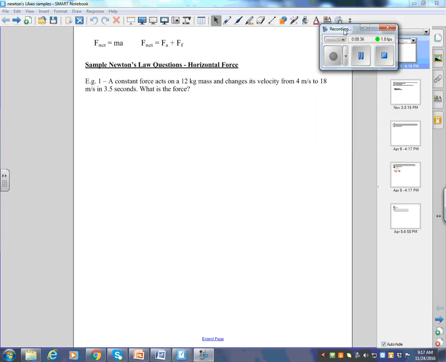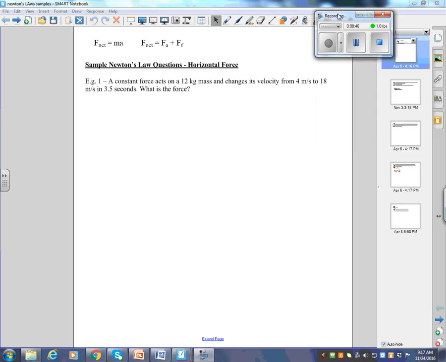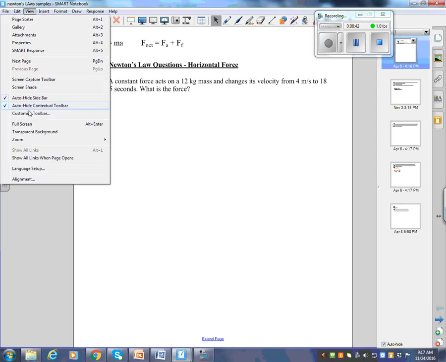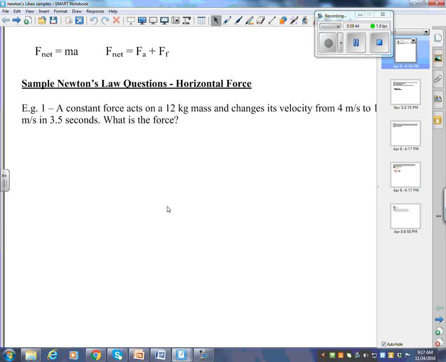Okay, so we're going to solve some problems. I think I have 4 here. Let's make that a bit bigger so you can read that. You have the sheet in front of you, right?